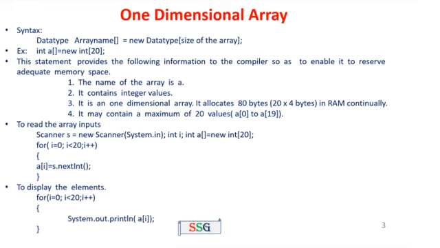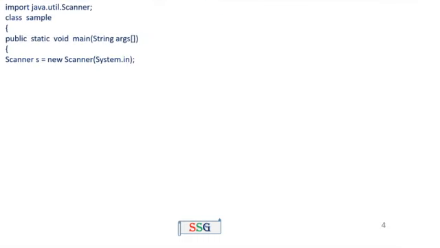Then next, how to display the elements. The same for loop: for i = 0, i < 20, i++, System.out.println(a[i]). The same for loop will be executed from index position 0 up to 19. That means it prints all the 20 elements. The next, a simple example program.